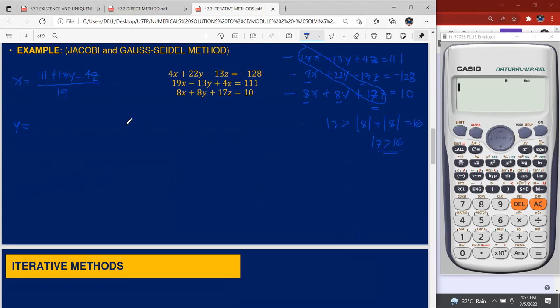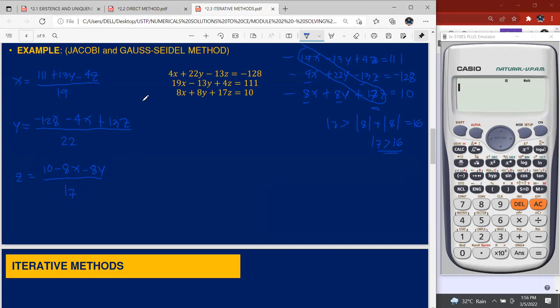And si y, we have y is equal to negative 128, minus 4x plus 13z over sa itong coefficient ni y, 22. And the z is equal to, we have 10 minus 8x minus 8y over 17.